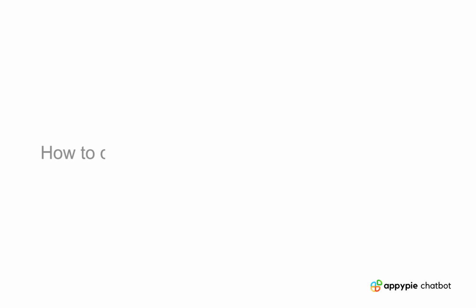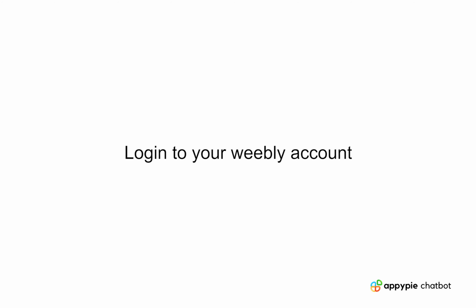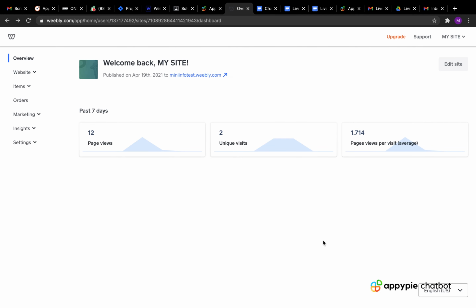Hello guys, in this video tutorial we will tell you how you can deploy Appy Pie Chatbot's widget on your Weebly website. Log into your Weebly account, choose the website where you would like to add the widget, and then click on the Edit Site button. You will be redirected to the website editor section.